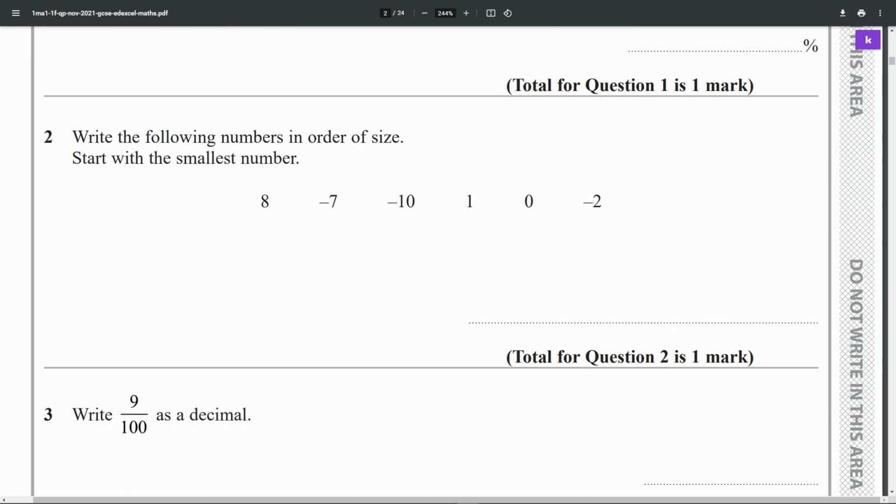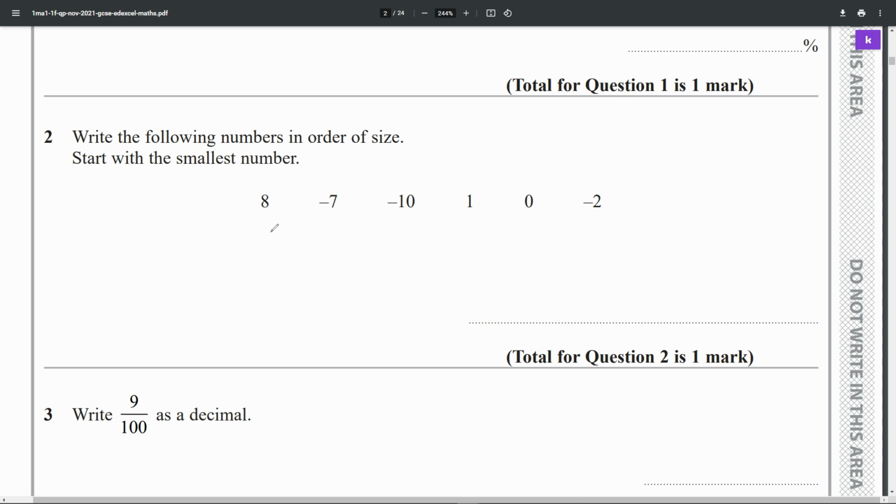All right, next question. Write the following numbers in order of size. Start with the smallest number. Be sure to pause in between and then press play.